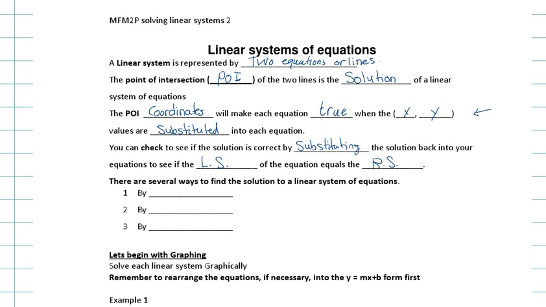Now, there are 3 ways that we can find the solution for a linear system. What's the first way that we explored already? Graph. Right? So that's one way. There are 2 other ways that we're going to talk about, but not today. We're going to talk about them either at the end of this week, like Thursday, and then maybe when we come back.